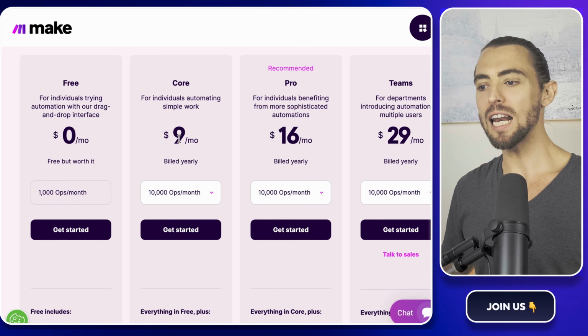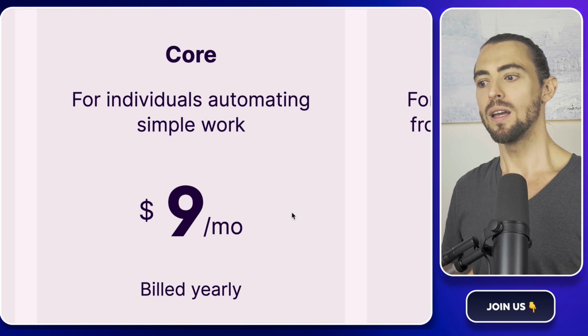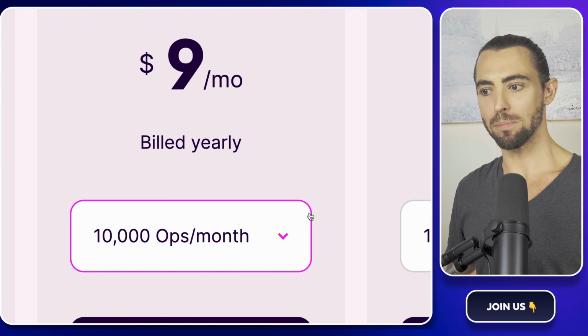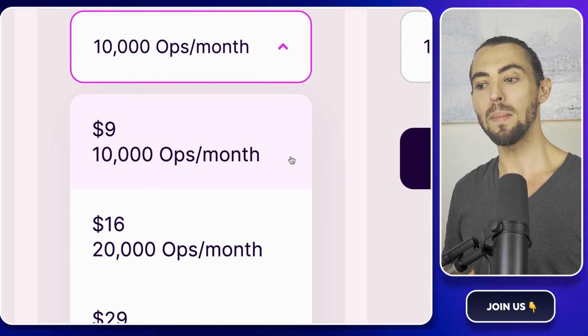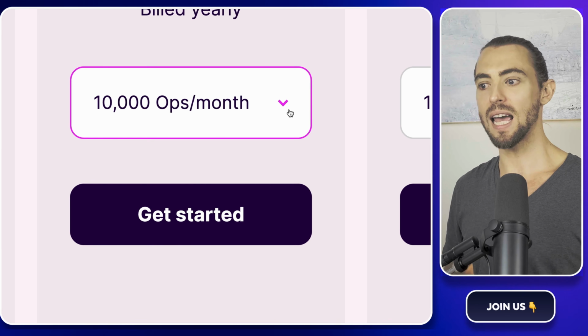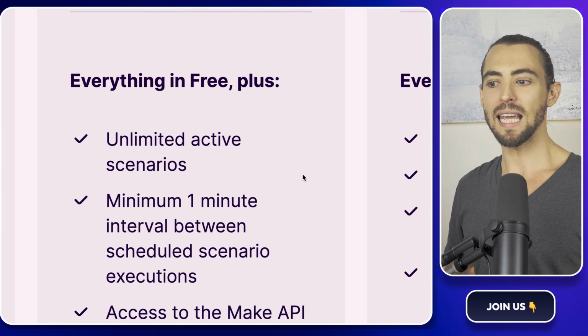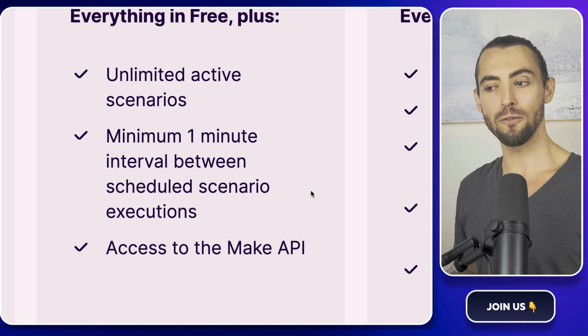Now, if you're ready to get a bit more serious, we've got the core plan at $9 a month. This one gives you 10,000 operations, which is a big jump from the free plan, and lets you start building some heavier workflows. Here, you can set up more complex automations that involve multiple steps, like a sequence of actions that checks for specific conditions before moving forward.